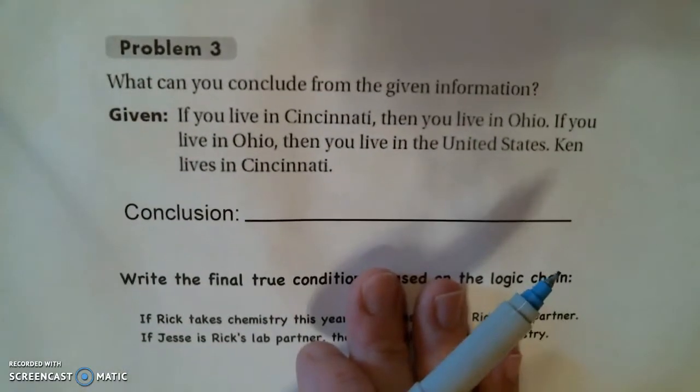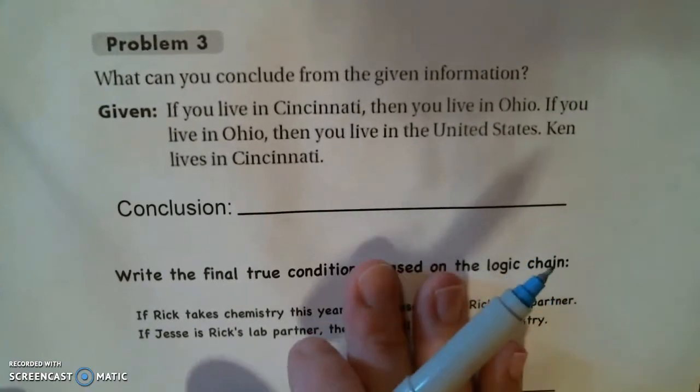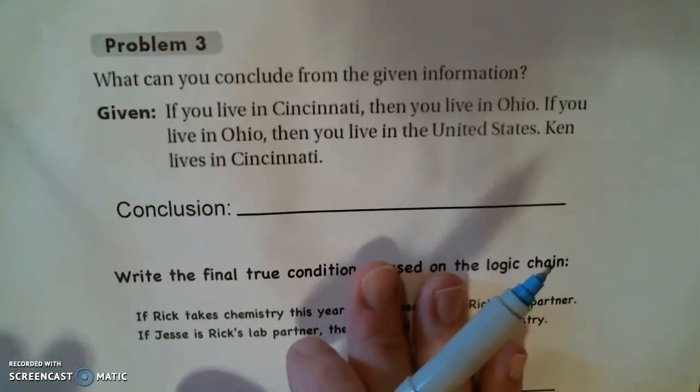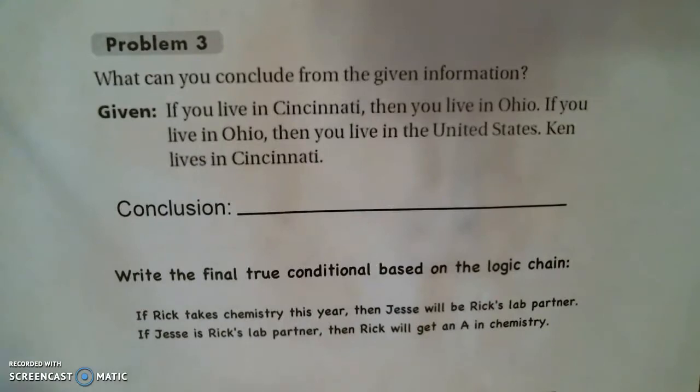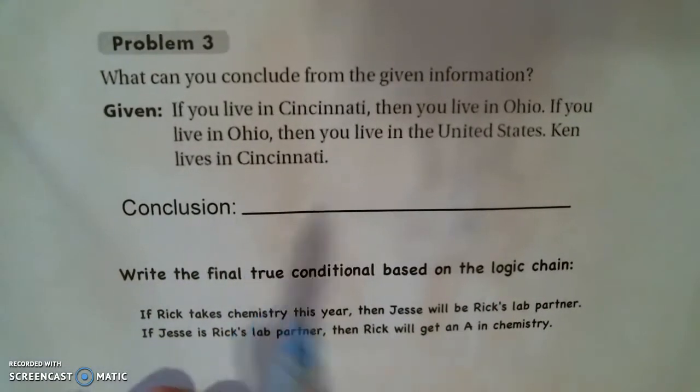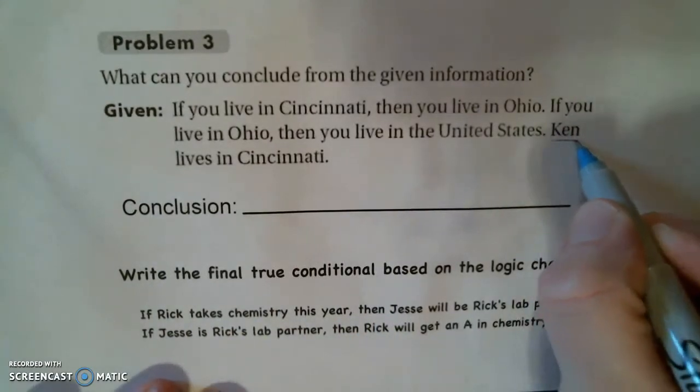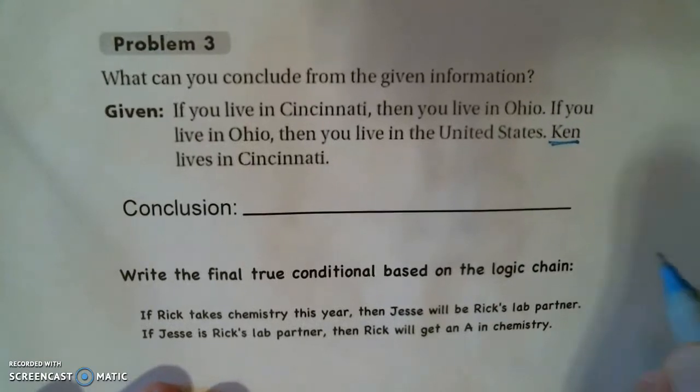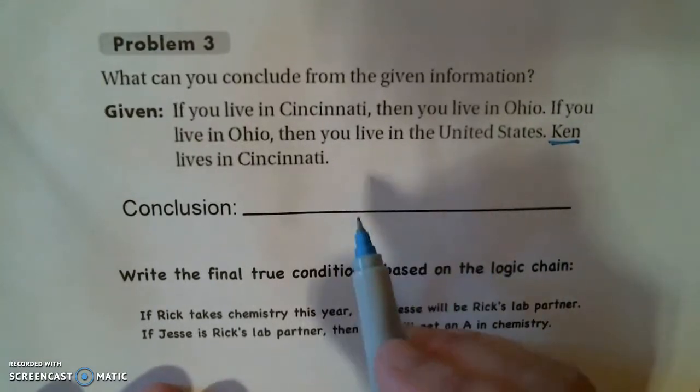Okay. Problem number 3. What can we conclude from the given information? This time, the information is all going to connect together, okay? And then we're given some information about a person. So we need to make a conclusion about this person. Our conclusion has to have something to do with Ken.